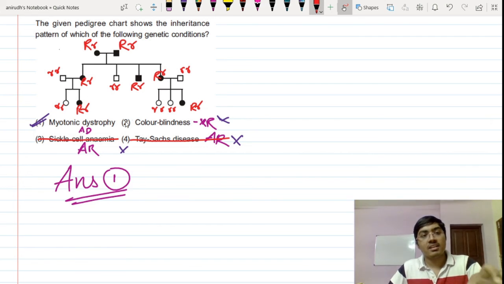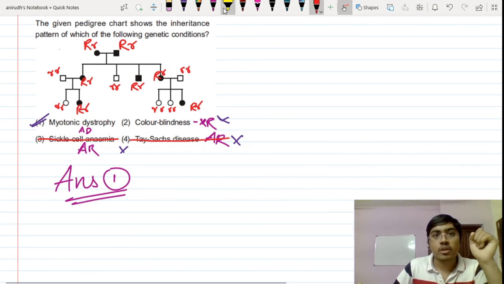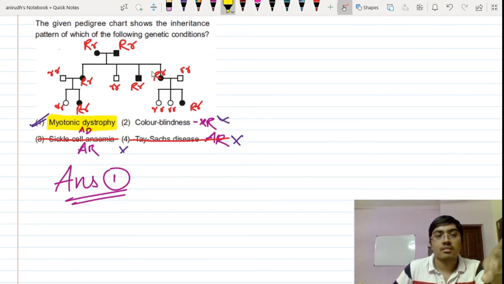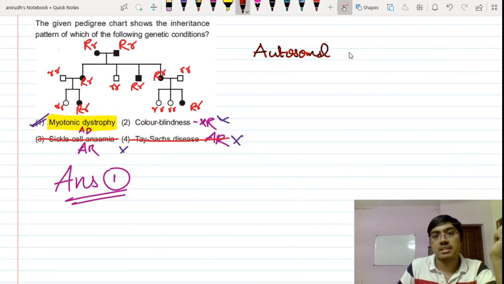Now with the concept of autosomal dominant, I could write the genotype of every person present in this particular pedigree. So I am going with autosomal dominant.